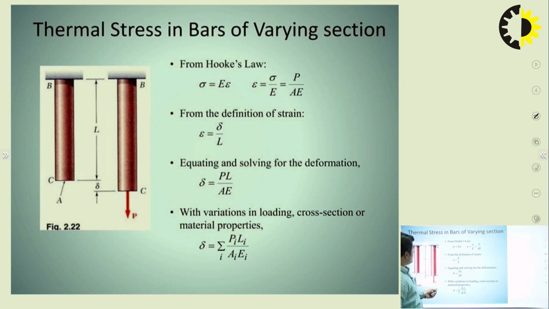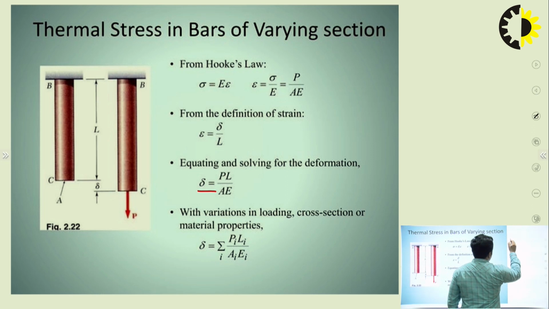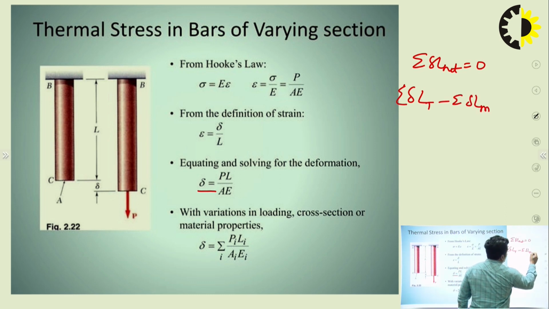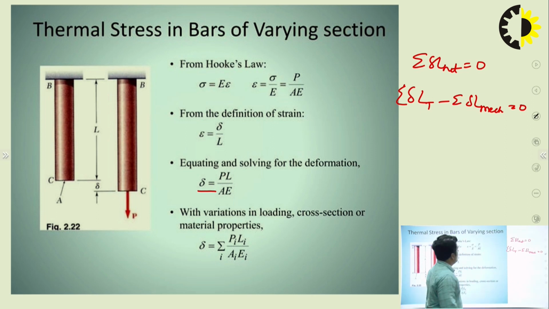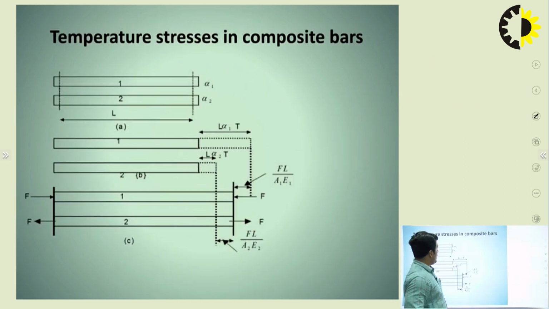So we have discussed this previously, members of varying cross section. I have discussed this just before. What is the entire concept? Delta L mechanical is PL upon AE, what we have written. But if there is no expansion, we will write delta L net equal to 0 if both are restricted. Delta L thermal minus delta L mechanical equal to 0, and it is equal to the gap whenever there is a yielding. So this has been explained here.